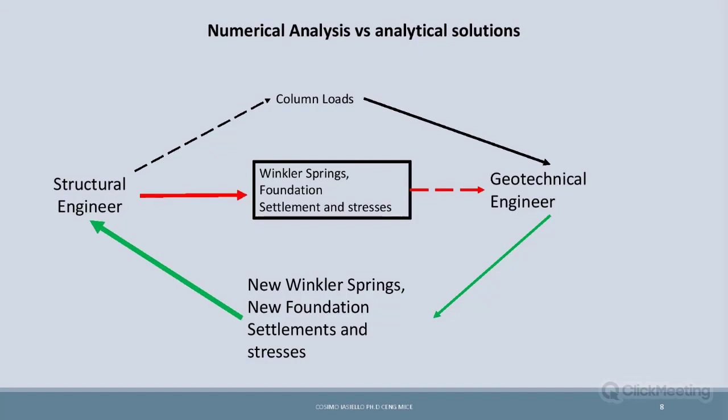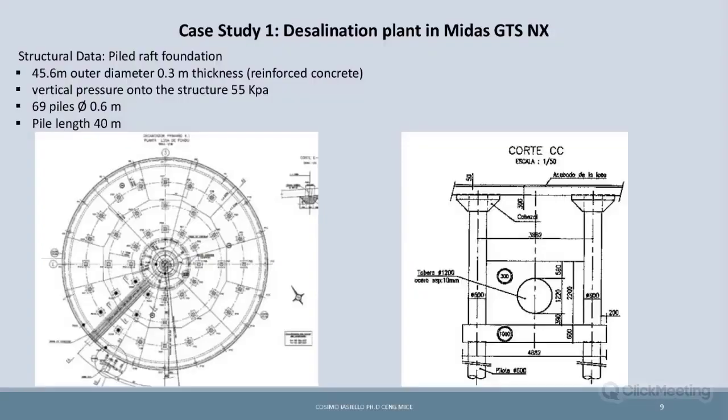The structural engineer passes the column loads and the Winkler springs to the geotechnical engineer. The geotechnical engineer carries out a direct method without springs, and then calculates the springs, the foundation settlement, and the stress. This should be the ideal world. In reality, this is difficult to happen. Okay, this is more or less a brief introduction to numerical and analytical analysis. So we can go to the first case study.